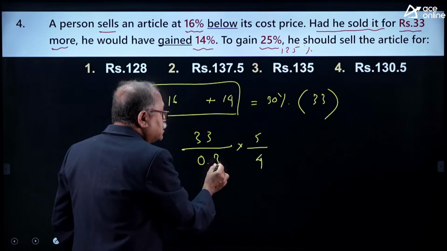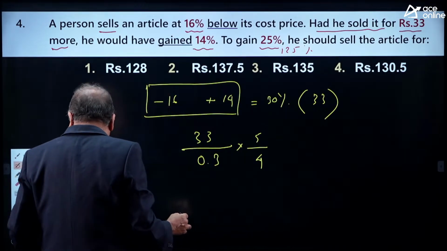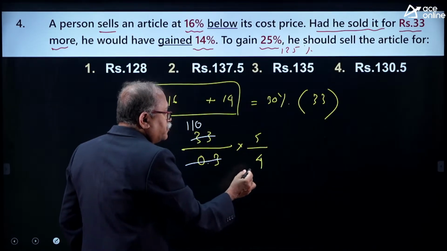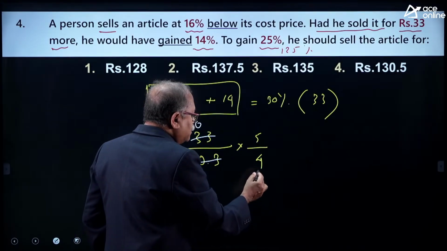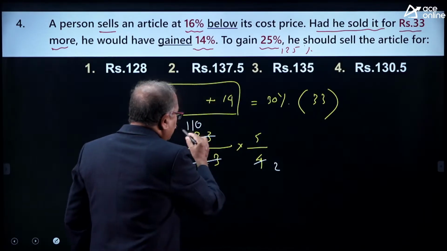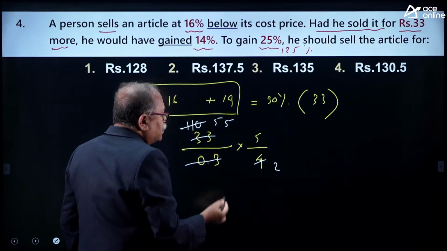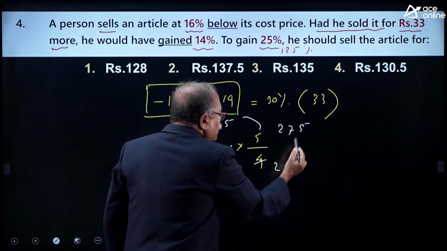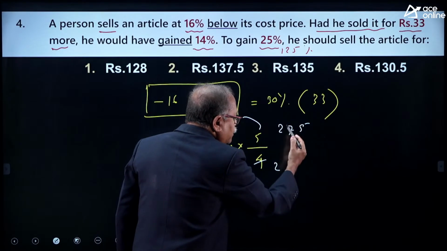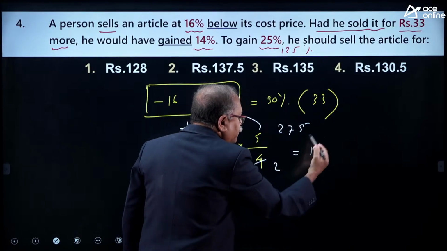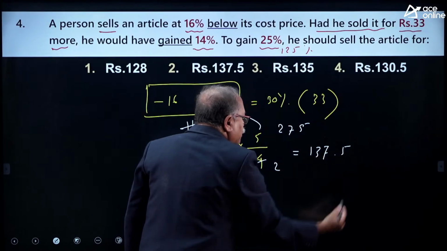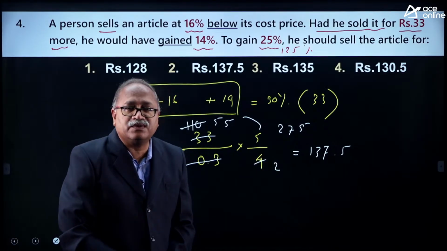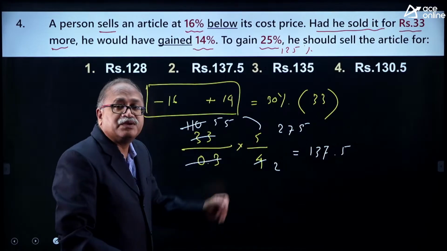So, when I cancel this part, look at this one. This is 110 times. This gets cancelled 110 times, and further it is getting cancelled by 2 times, and this is 55 times, and 55 into 5, that comes 275, divided by 2, and I get 137.5. That means if it is sold for 137.5, he will be getting 25% profit.